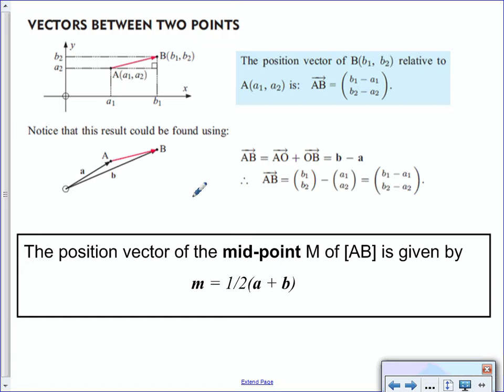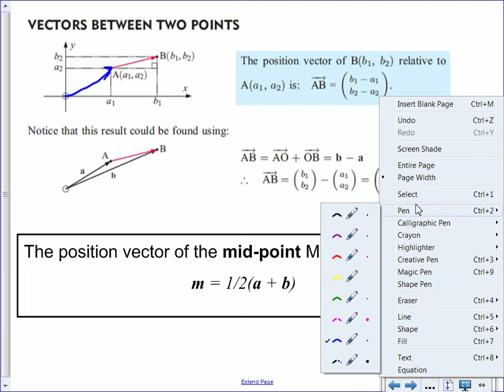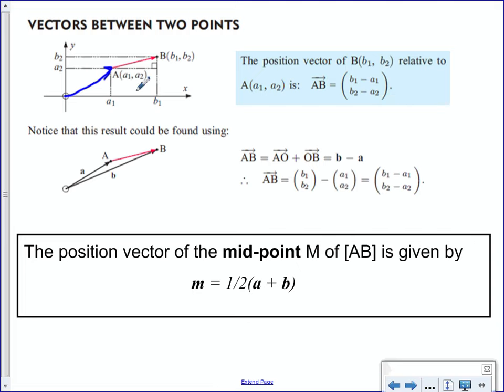Okay, so let's say you have vector A and vector B. Vector A is like this from the origin, and then vector B, let me change the pen to a different color, would be like this. So to find vector AB, all you do is subtract A from B. So it's backwards. And that's where this came from. I'm pretty sure this is also called the displacement vector.